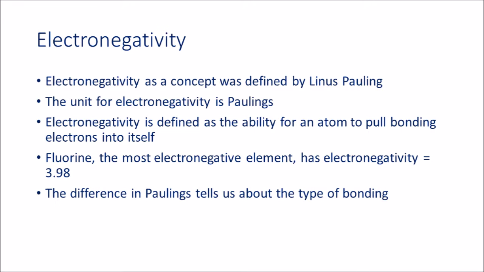Linus Pauling defined electronegativity as the ability of an atom to pull electrons towards itself, and that's how he got his own scale. Fluorine is the most electronegative element, and its electronegativity is usually defined as about 4, depending on the calculation. The least electronegative element is francium, and its electronegativity is around about 0.8.